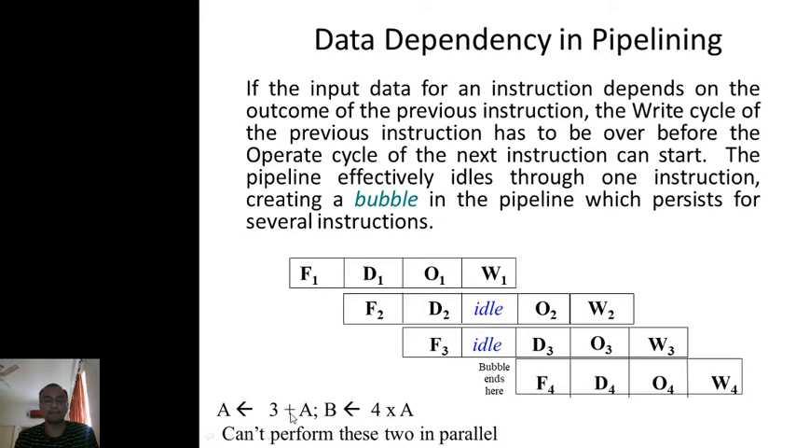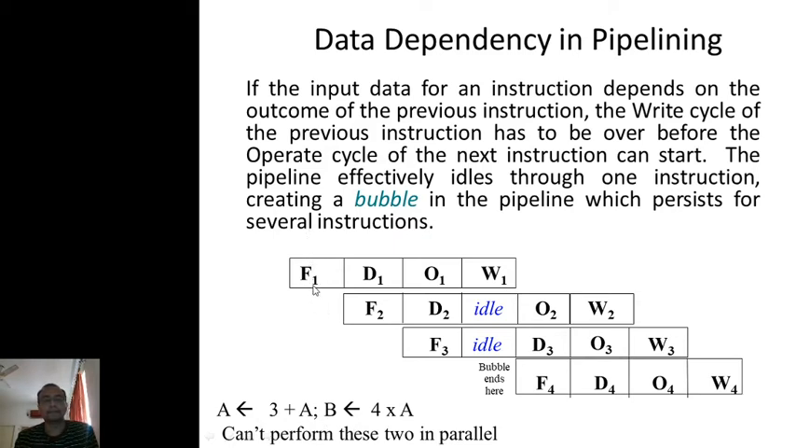Now here you can see the output of this is to be stored in A, and the input also depends on A, right? So the first instruction's outcome is available only after its W1 stage, the W1 operation, gets over. And this instruction multiplies the content of A by 4 only if A contains the final result of the first instruction, right? So let me understand this now in a pipeline.